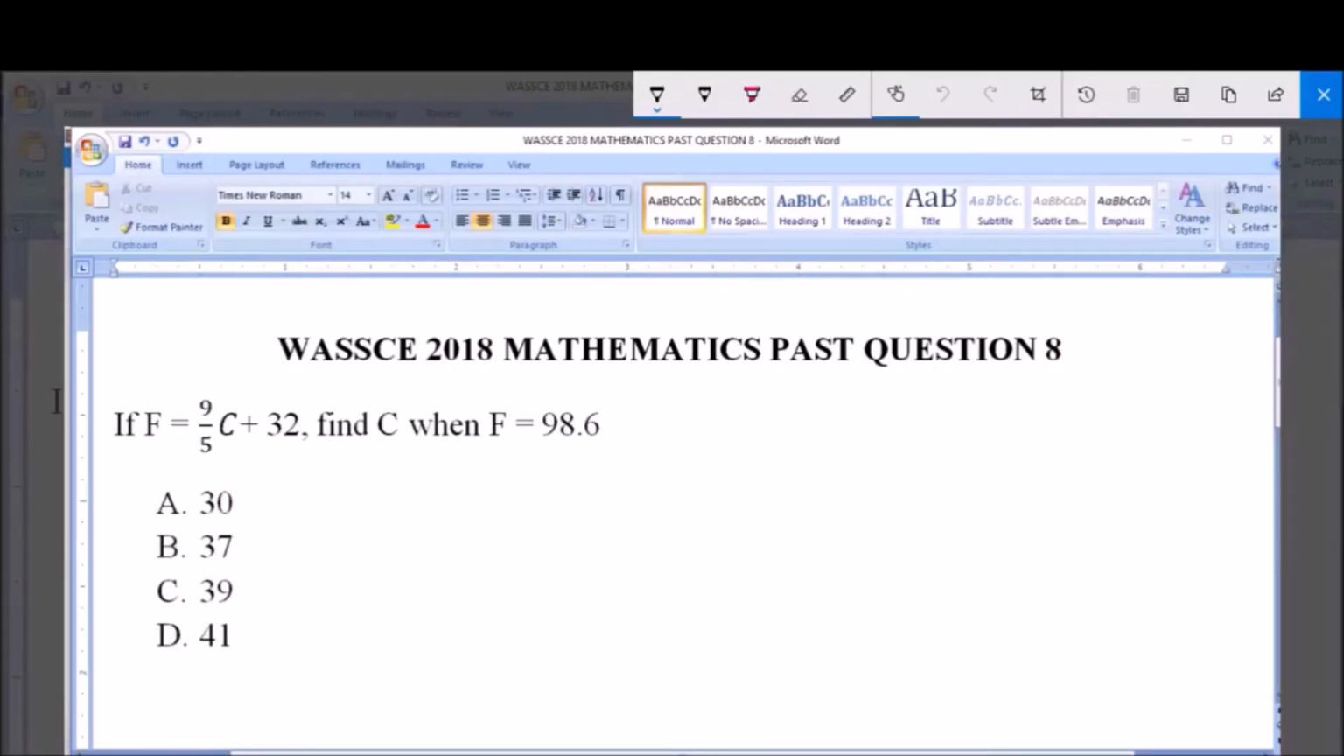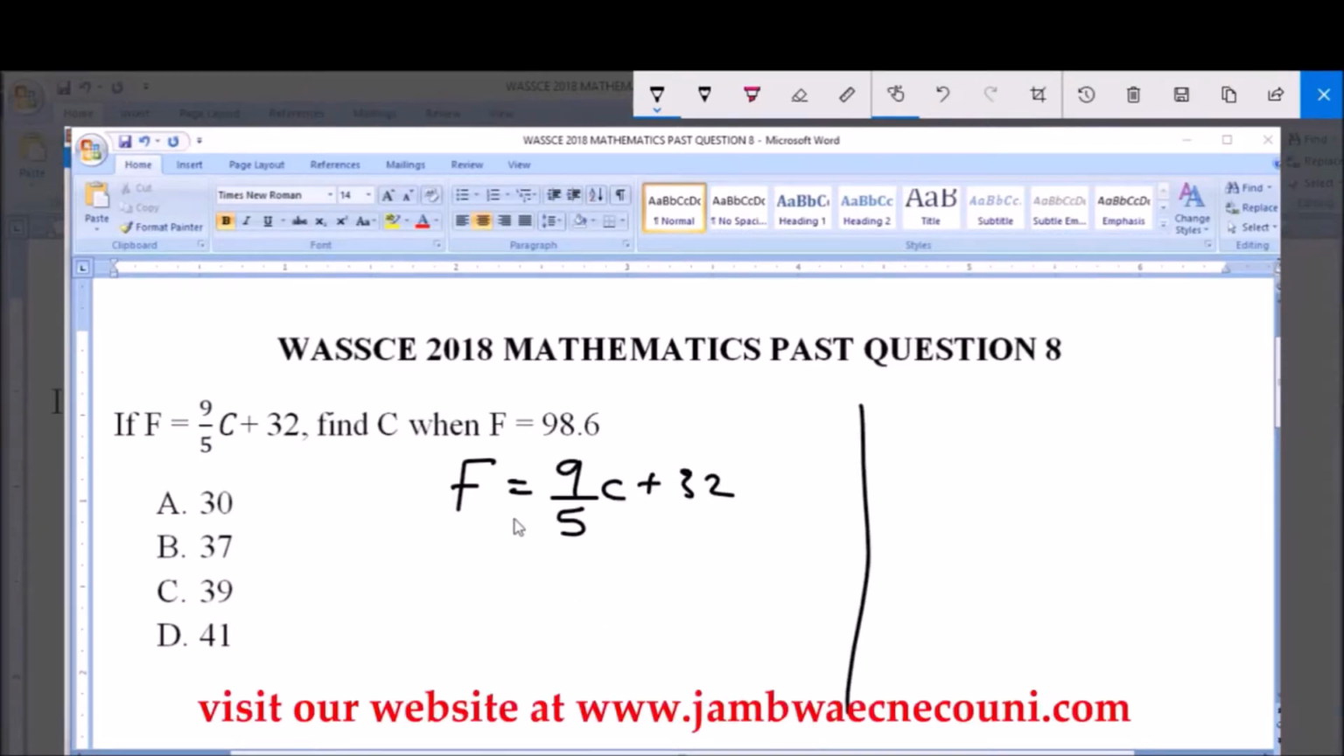I'll be answering WASSCE 2018 Mathematics Past Question 8. If F is equal to 9 over 5 C plus 32, find C when F is equal to 98.6. A. 30, B. 37, C. 39, and D. 41. Now, it is given that F is equal to 9 over 5 C plus 32.